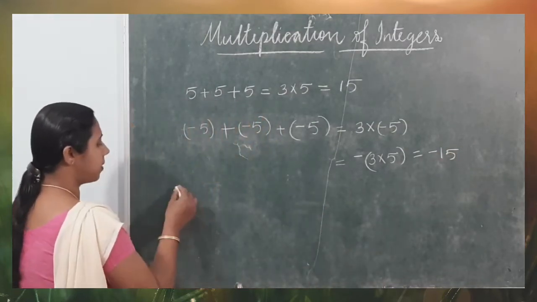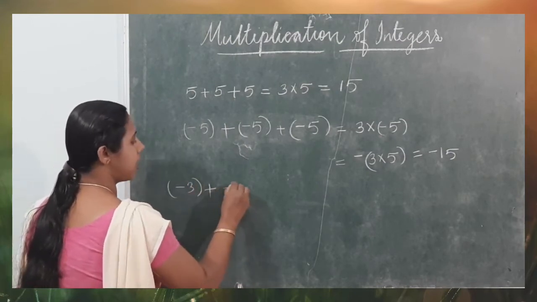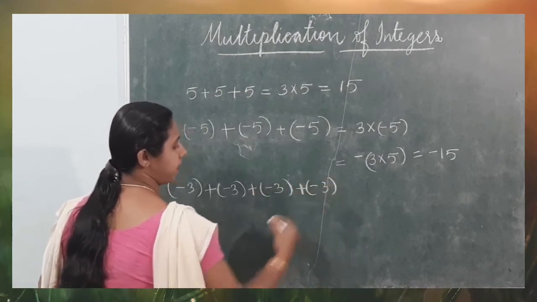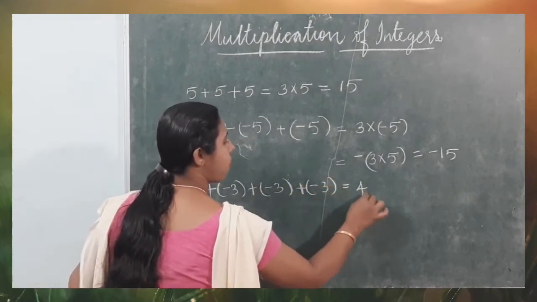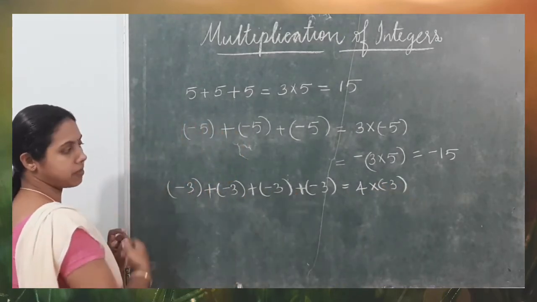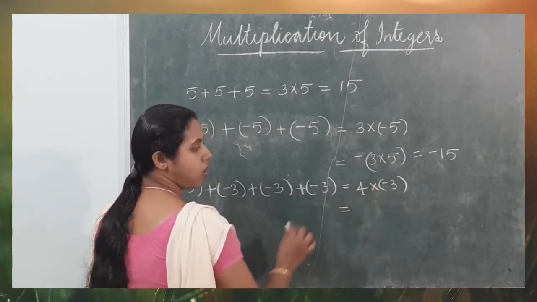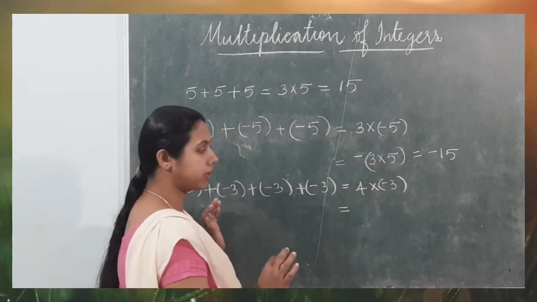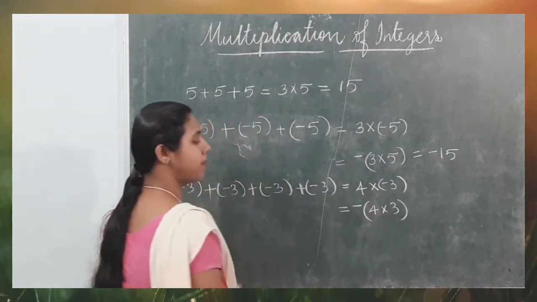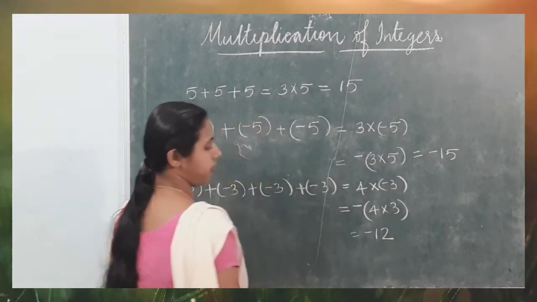Let us see one more example. If you are repeating minus 3 four times, minus 3 plus minus 3 plus minus 3 plus minus 3, which is equal to 4 into minus 3. Minus 3 is repeating 4 times. So 4 into minus 3. Multiply them as whole numbers and put a negative sign before the product. So 4 into 3, put a negative sign before the product. So the answer will be minus 12.